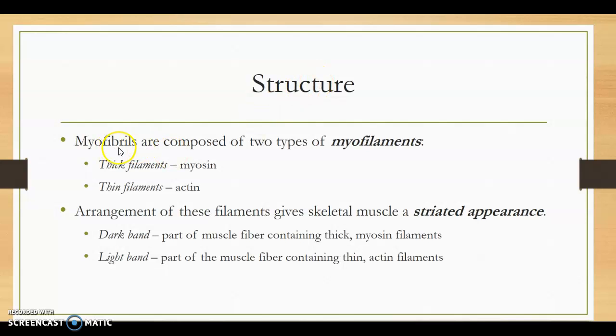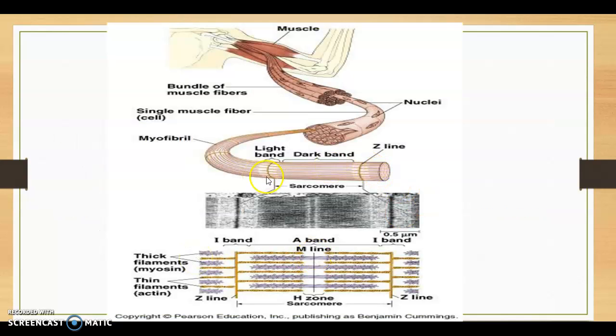Okay, so structure, like I said, myofibrils are composed of two types of myofilaments. The thick one is myosin, where the thin is actin, and the arrangement of these filaments gives the skeletal muscle that striated appearance. So whenever we're making those on our mannequins, that dark band is going to be the thick myosin, where the light band is the thin. If we go back to our picture, you can see the thicker lines versus the thin, light lines, which would be the actin.